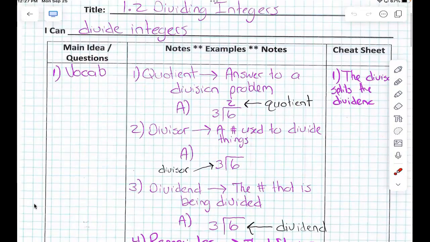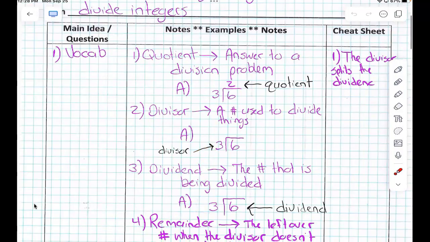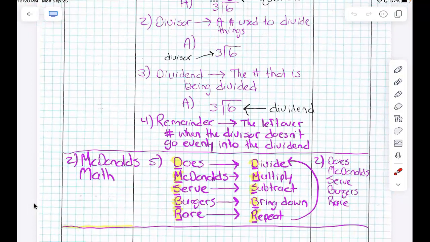True. Good. Quotient. Quotient would be the answer to what kind of problem? Division. And the quotient is always where in relation to the division box? Above. Love it. Divisor would be a number used to divide things. Where's the divisor in relation to the division box? Outside, but on the left side, right? A dividend is the number that is being divided, and the dividend always goes where? Nice. Remainder then would be the leftover number when divisors don't go evenly into the dividend.